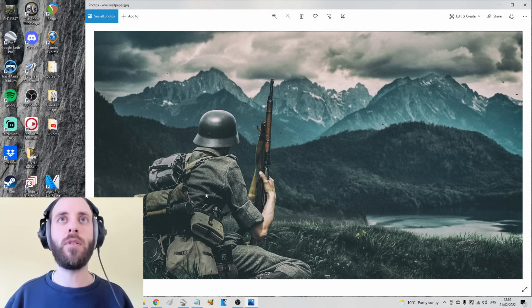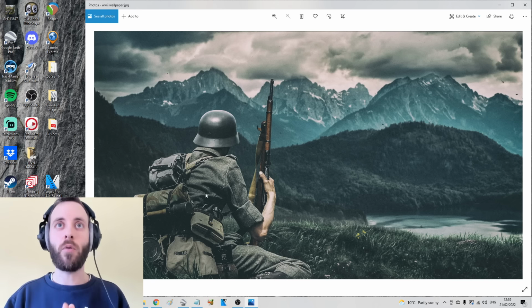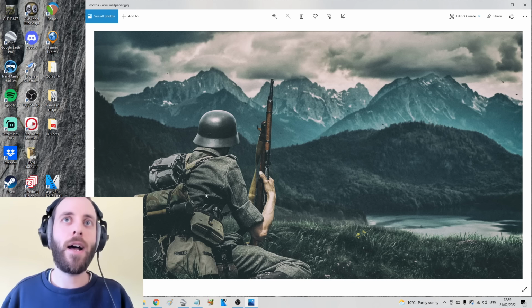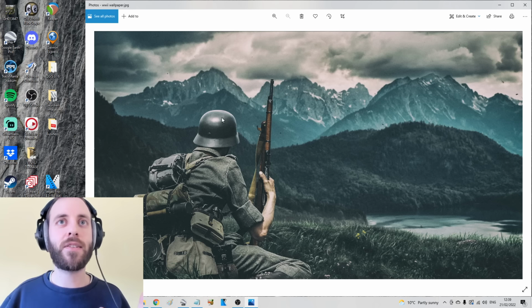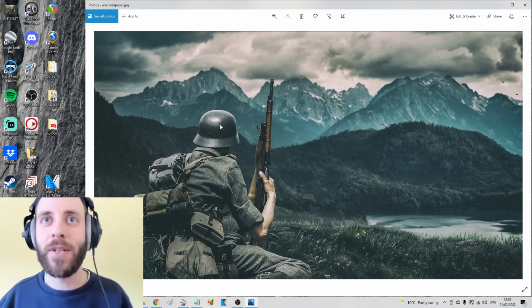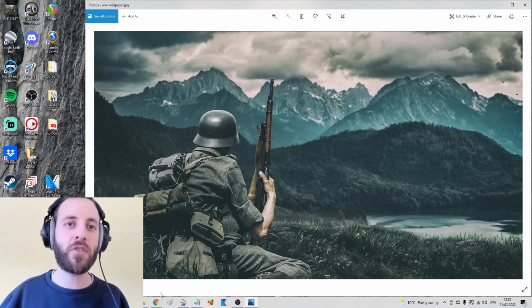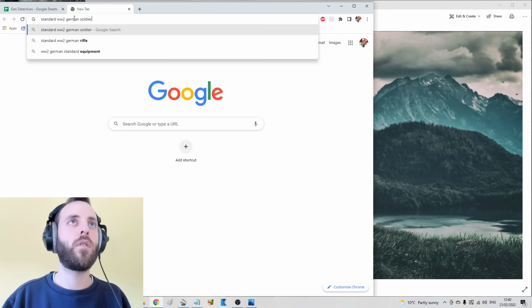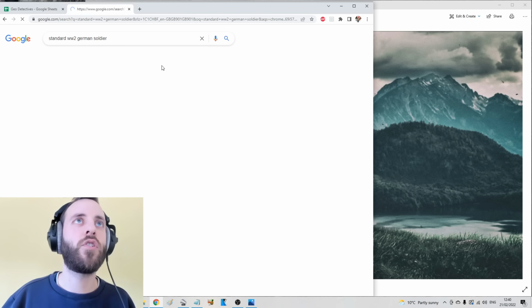It's possible. Let's start. So, where is this soldier from? A quick Google will tell us. I suspect that he's a Nazi. You know, I suspect that it's a German soldier, but let's find out. Standard World War II German soldier.